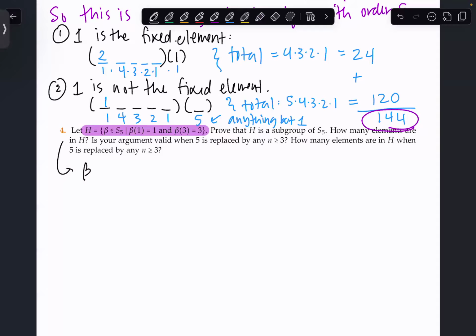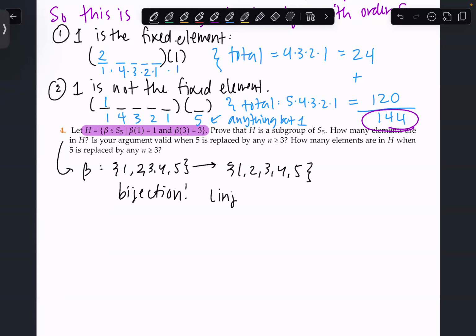So if I look at beta, 1, 2, 3, 4, 5, where this is a bijection. So we want to remember injective and surjective. Since they're the same exact size, they're really the same sets here. That's saying that every codomain element has to show up exactly once as a range element or as an image, right? It has to get mapped to exactly once if I want both of these things to be true.